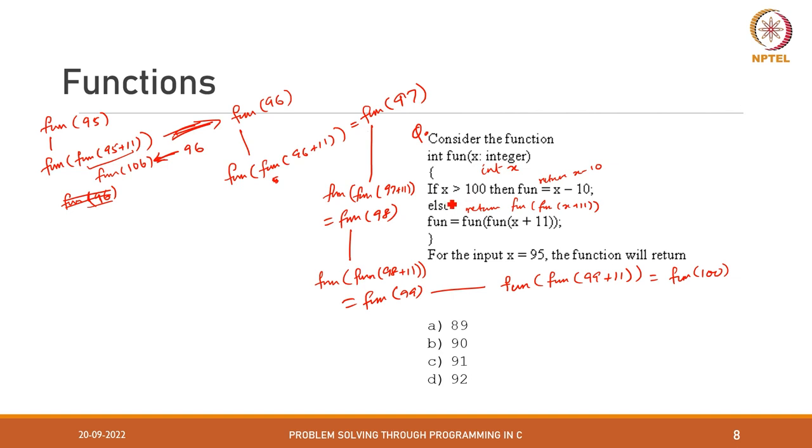So it will again call fun of 100 plus 11. Okay, so 100 plus 11 is 111. When we pass it through fun with the value of x being 111, it is greater than 100. So 111 minus 10, 101. So it will process 101. Now 101, what exactly is this? Fun of 101.